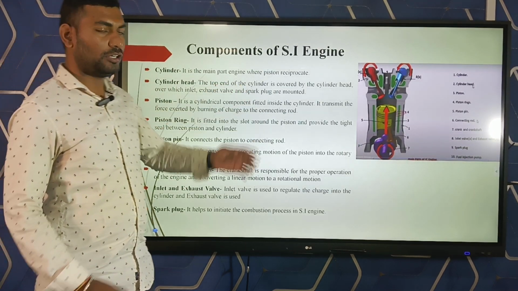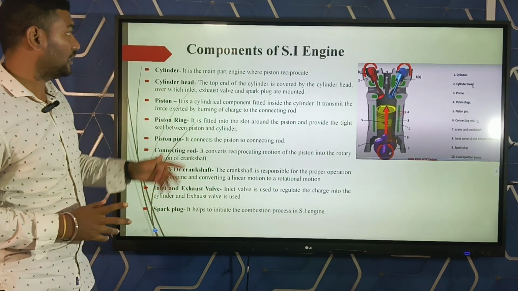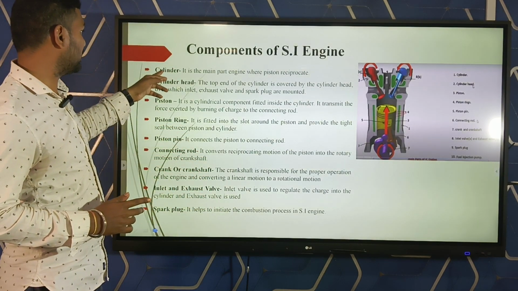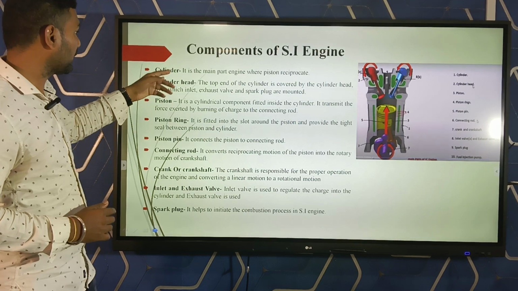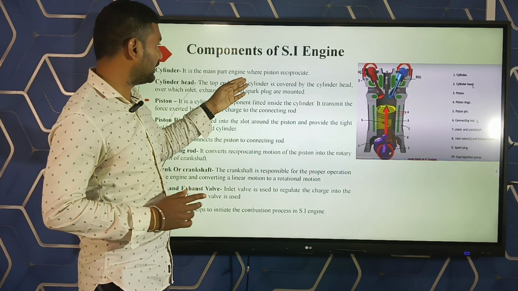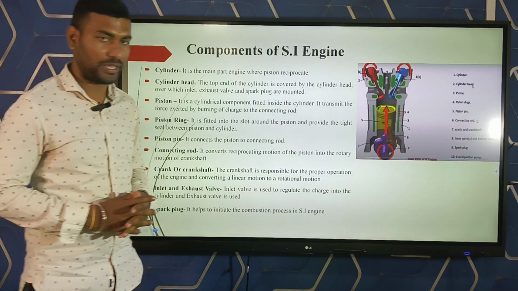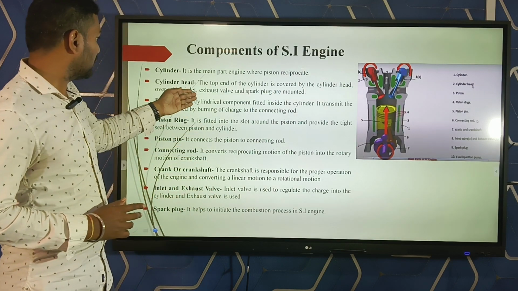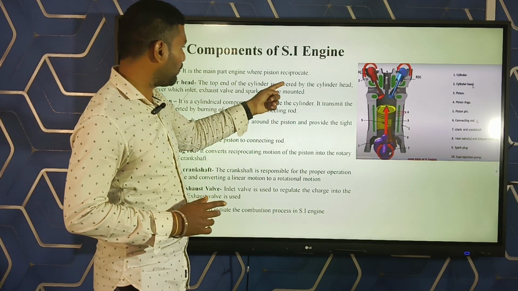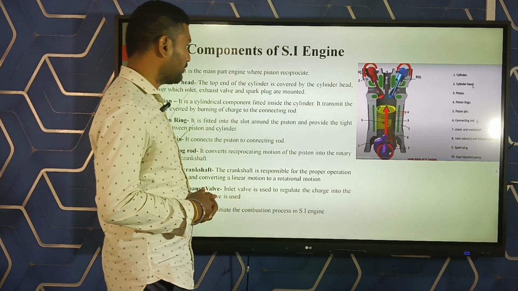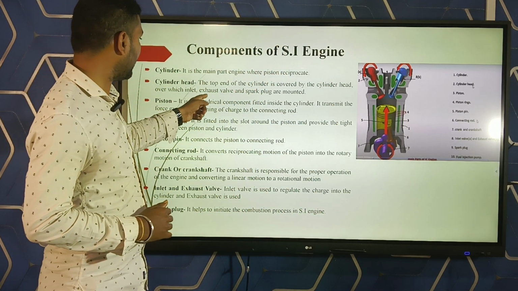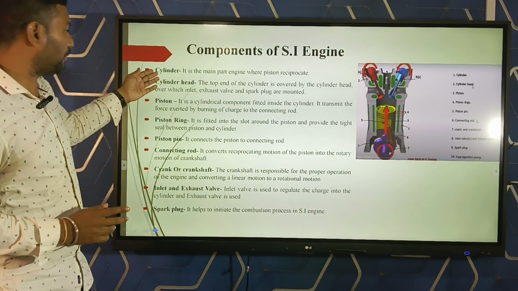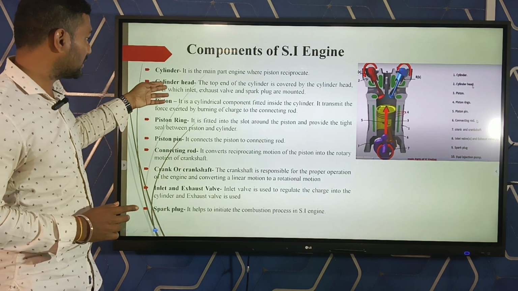Then, components of the SI engine. What is an SI engine, and its components. First component is the cylinder. The cylinder is the main part of the engine where the piston reciprocates. The second component is the cylinder head. The top end of the cylinder is covered by the cylinder head, over which the inlet valve, exhaust valve and spark plug are mounted.